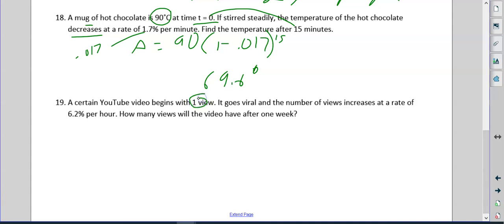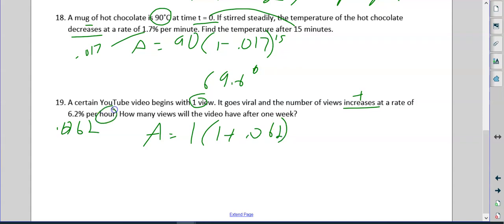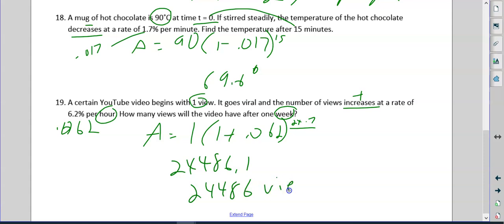Number 19, we're beginning with one view. It goes viral and it increases. So that's 1 plus 6.2%, 0.062. See how these numbers coordinate? But that's per hour, and we're going to ask about 1 week. So you have to figure out how many hours are in a week. There's 24 hours in a day and 7 days in a week. So 24 times 7 is the number we plug in. We can type it in just like that. It will do the math for us. So number 19 is 24,486.1. So again, you would have rounded down anyway. But just a reminder, if that was 0.9, we would still round down.